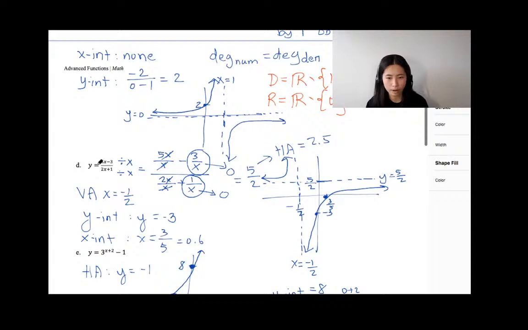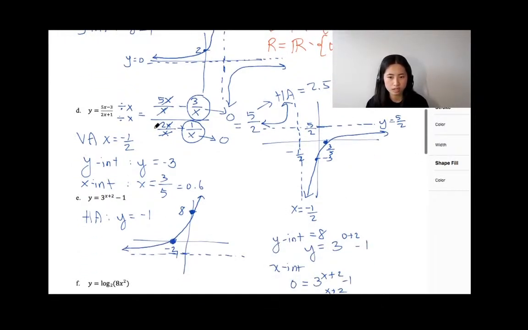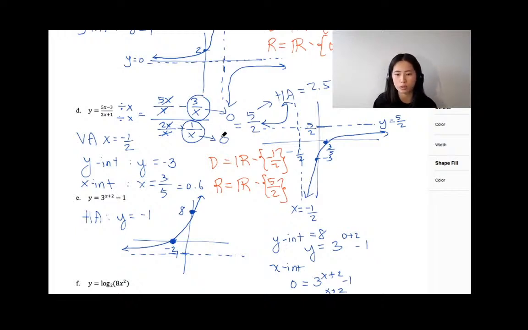Similarly, for part D, it's going to be the same thing as this one. However, your 1 and 0 are going to be different. So domain is all reals except your x, which in this case would be -1/2. And then your range is going to be all real numbers except 5/2, because your 5/2 is your y, which is your horizontal asymptote.